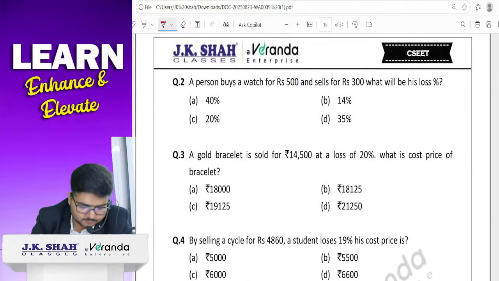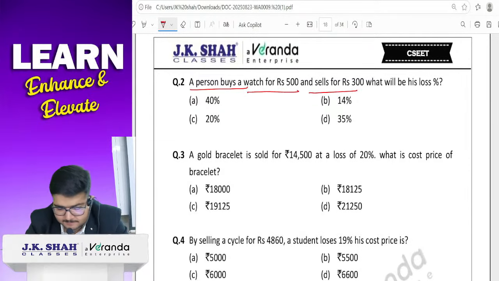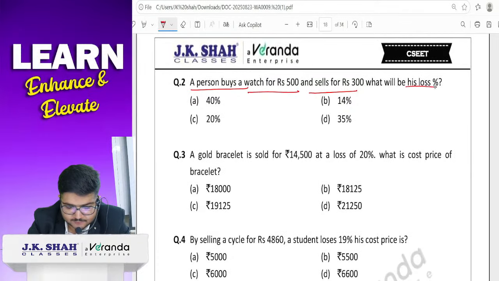Let us move forward to the second question. A person buys a watch for 500, sells it for 300. Now this is the case of loss. So you have to find loss percent. What was the formula for loss percent? Loss upon CP into 100.